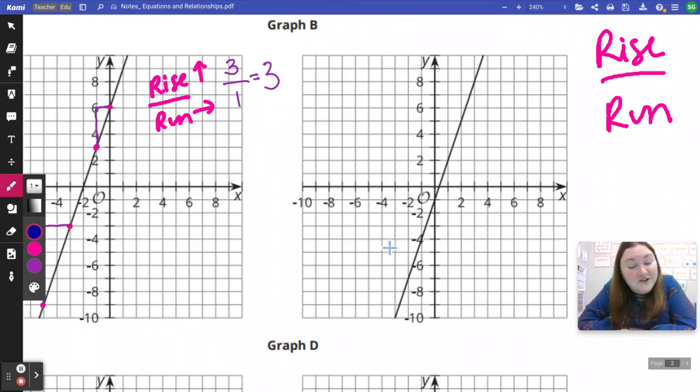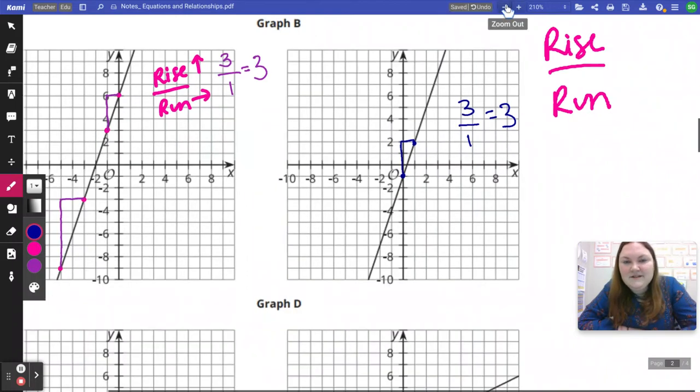Just like we said earlier, you can pick any 2 points. So maybe I choose this point and this point. I'm going to get the same thing we got earlier. I'm going up 3 and over 1, rise over run, gives me a slope of 3.